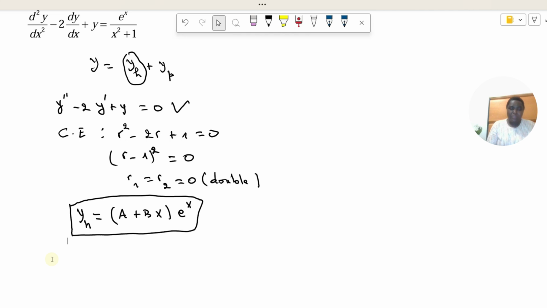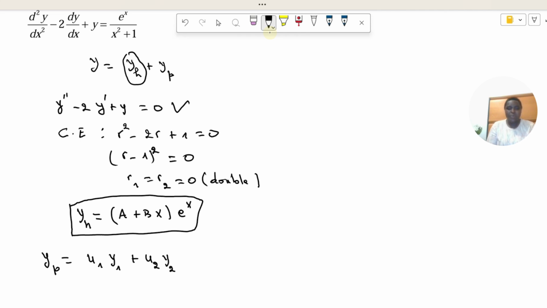So we are going to use here the variation of parameters method. If we use the variation of parameters method, what are we going to do? We are going to suppose that our particular solution yp will be equal to u1 times y1 plus u2 times y2.